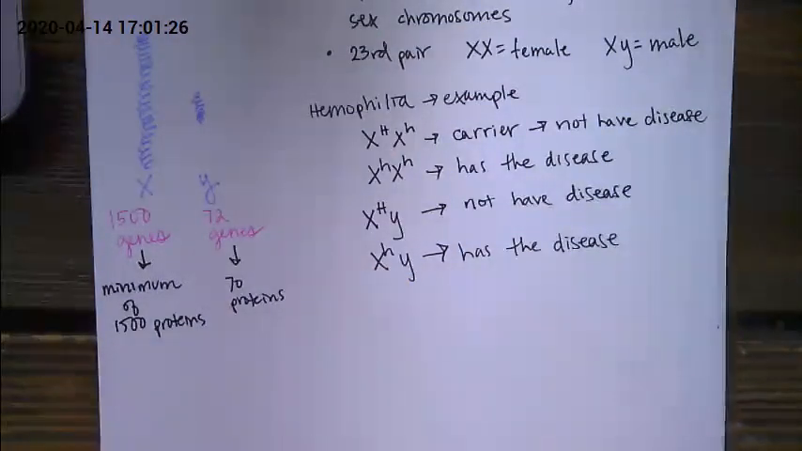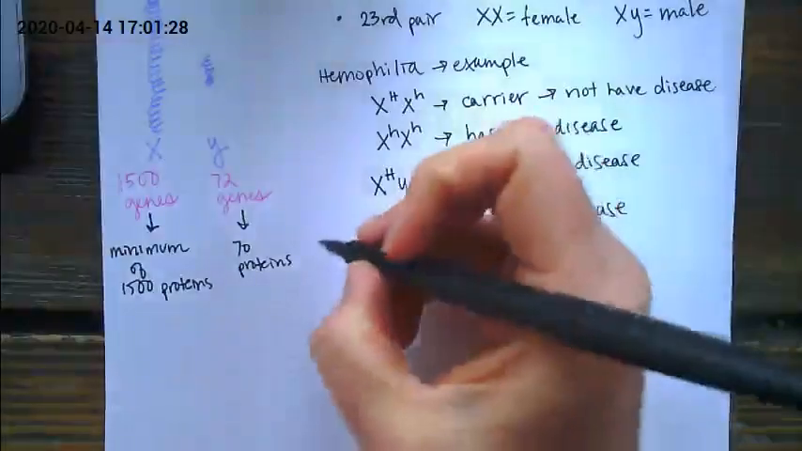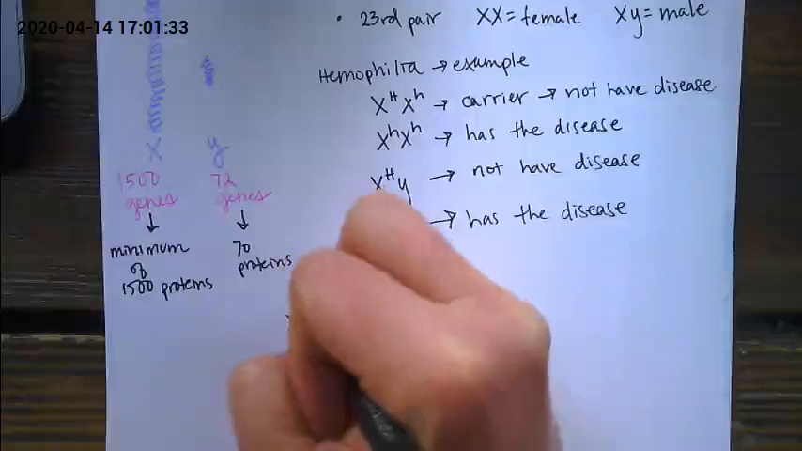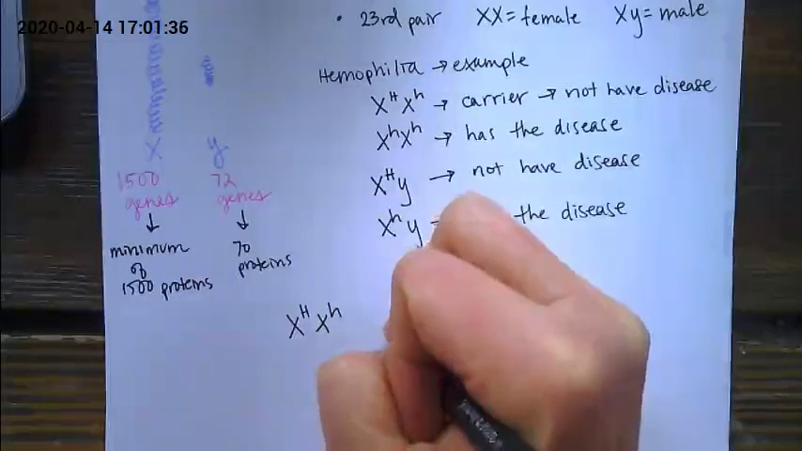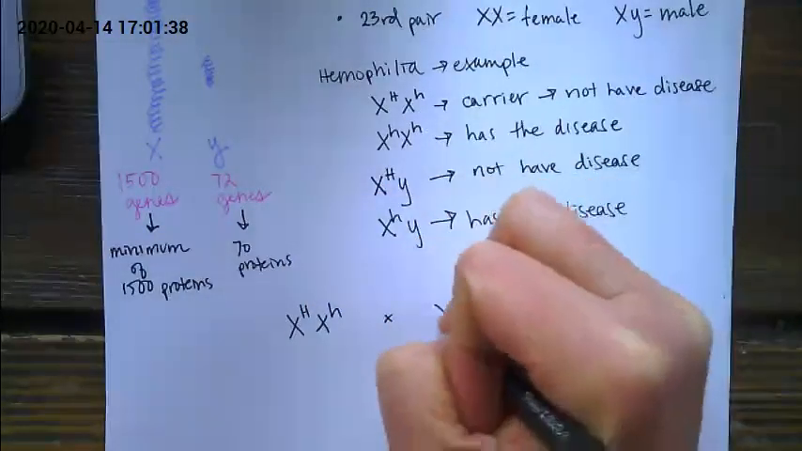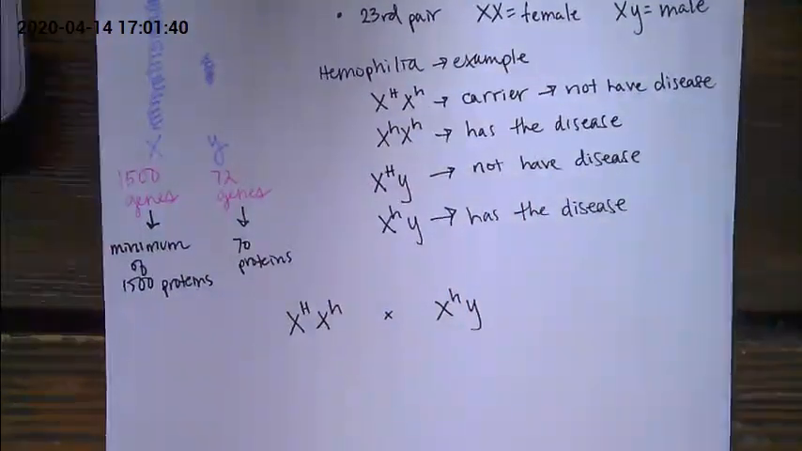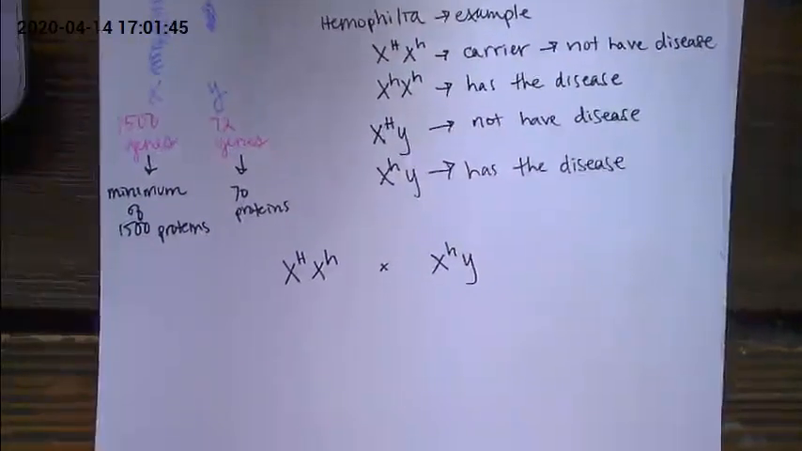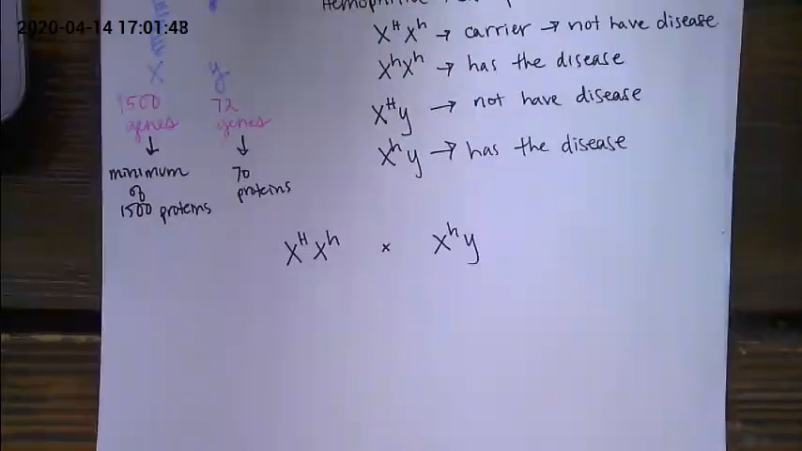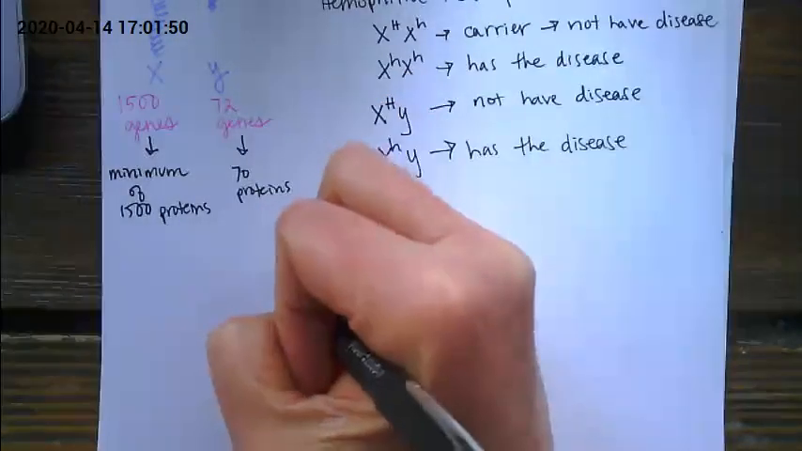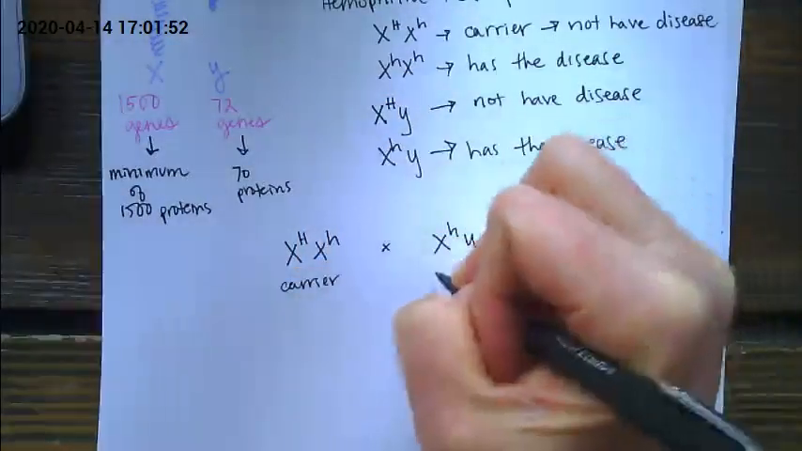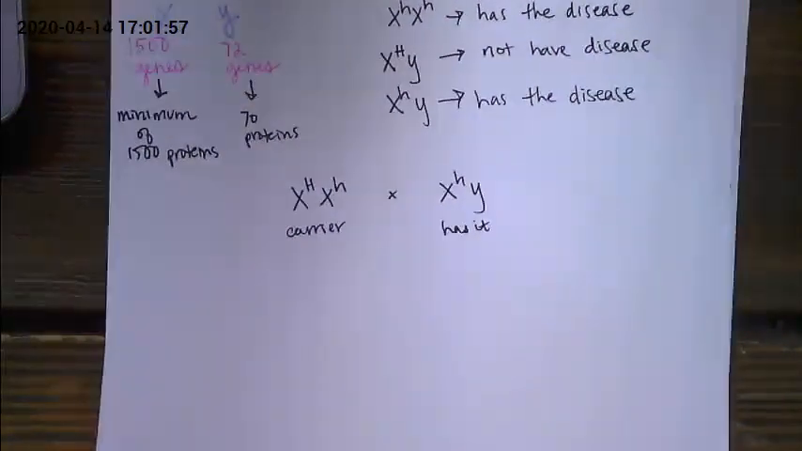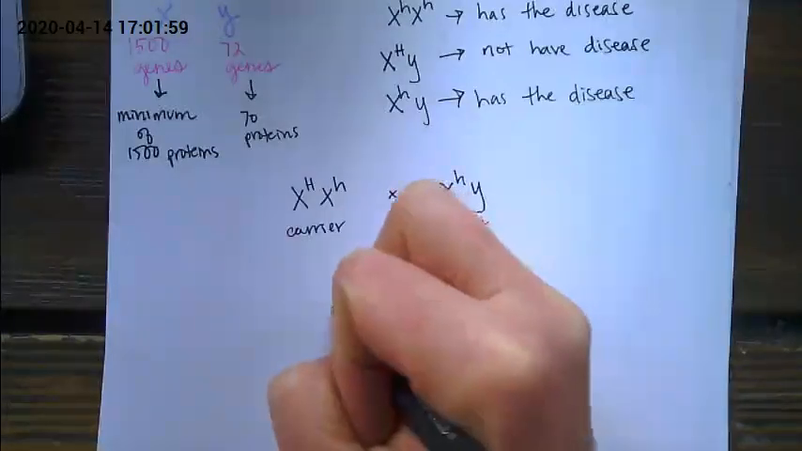All right, so let's do a problem example. Let's say this female was crossed with a hemophiliac man. So what are the odds that their children are going to have the disease? So she's a carrier, she doesn't have it. Carrier, and he has it. All right, so what are the odds that their kids are going to have it? So we just do a regular Punnett square.